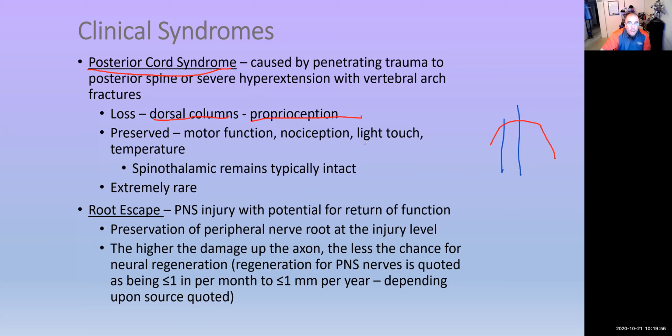Proprioception is just gone. You'll usually have preserved motor, pain, and light touch, because those are more centrally located, and temperature, because your spinothalamics are intact. This is extremely rare. I was joking that I've never seen a posterior cord injury. I guess I shouldn't have jinxed myself, because 6 months later, we had this guy come in.